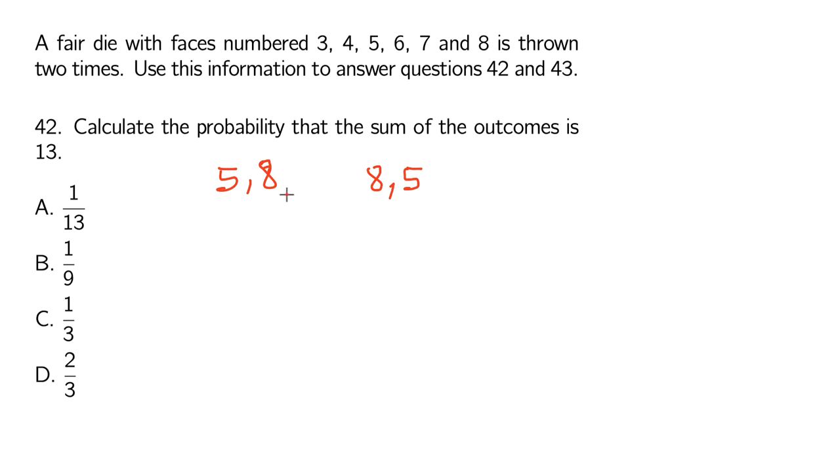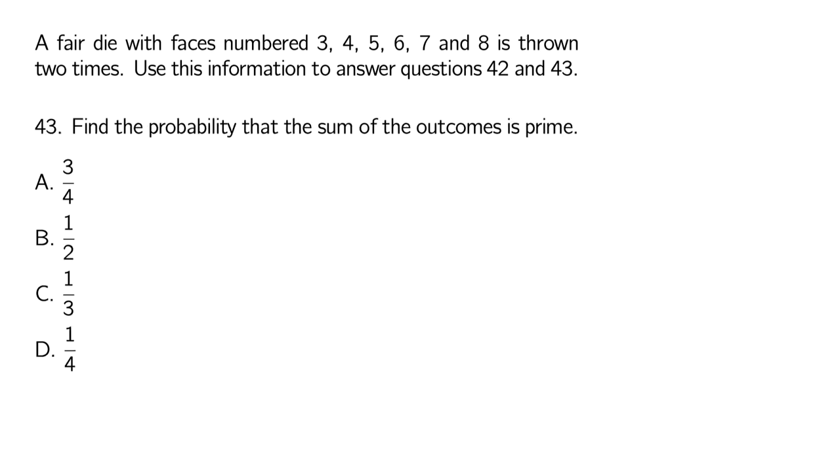Here we care about the order, so when we write 5, 8, we mean the first die gives us 5 and the second gives us 8. And then this one means the first gives us 8 and the second gives us 5. So 5, 8 is one option. Another option is 6, 7, and 7, 6. And these are all the options that give us 13. So you can see that we have 4 possibilities, but then if you throw a die twice, there are going to be 36 possible outcomes. So we have 4 over 36, which is equal to 1 over 9 being the answer.